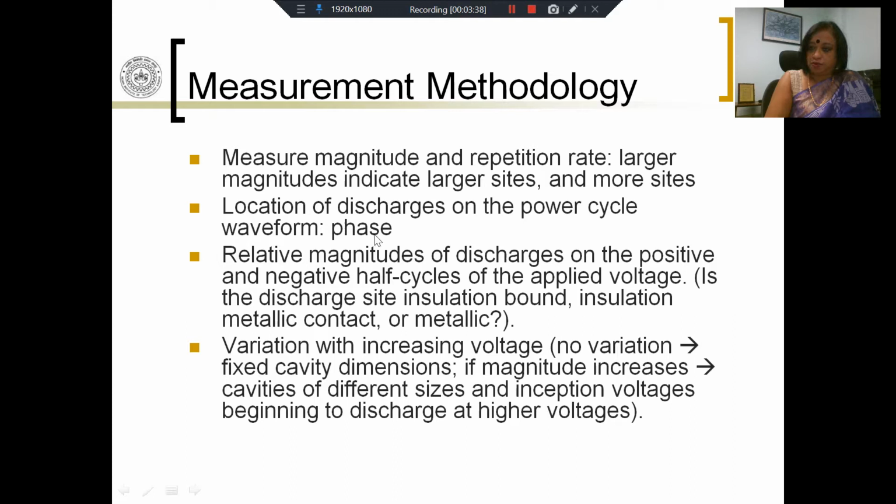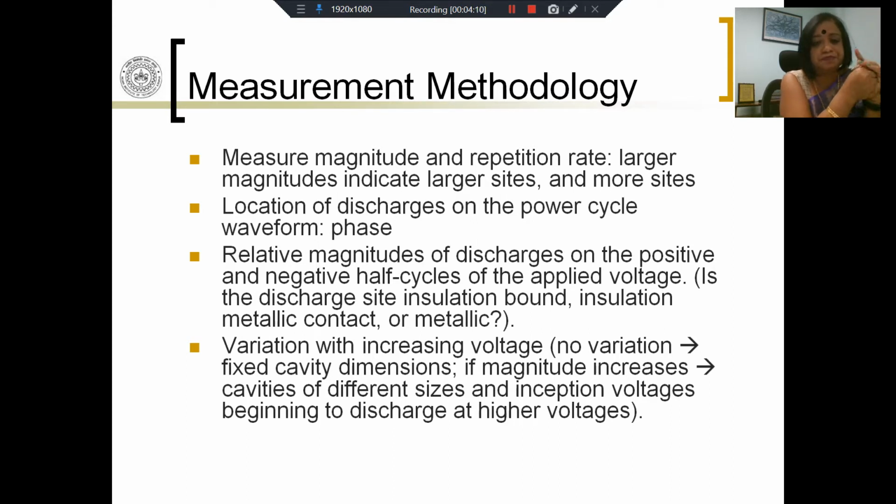Then we need to know the phase. As I say, the location of the discharge on the power cycle waveform gives us important information about the PD site, and also the relative magnitude of discharges on the positive and negative half cycle. So where do you see the discharges? You see the discharges on the positive half cycle as well as the negative half cycle. Are they similar? The magnitudes of the pulses in the positive half cycle and the magnitude of the pulses in the negative cycle, are they similar? Very often they are not. And this will answer many questions.